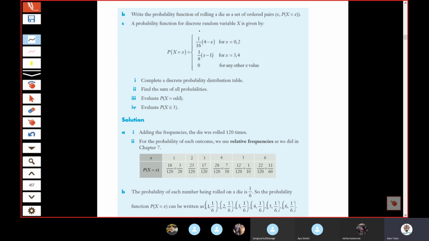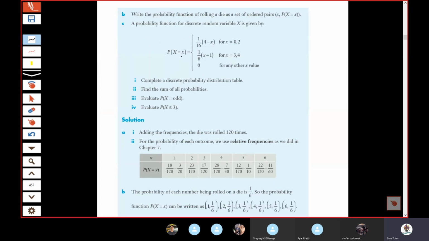A probability function for a discrete random variable x is given by this. It just says it is this particular function. The function could be, we were saying, x squared for x less than 0, or it could be 5 for x greater than or equal to 0. That's what we were doing before when we were doing functions, right? This time it's just applied in terms of probability.